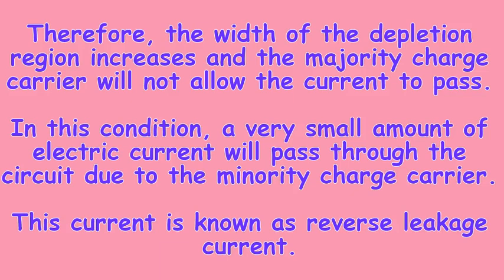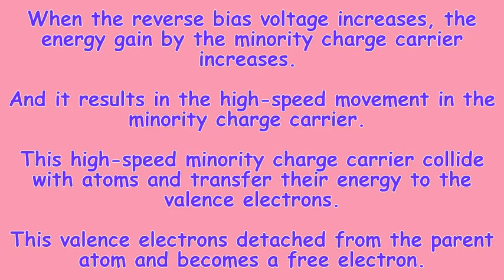In this condition, a very small amount of electric current will pass through the circuit due to the minority charge carriers. This current is known as reverse leakage current. When the reverse bias voltage increases, the energy gained by the minority charge carriers increases, and it results in high-speed movement of the minority charge carriers. These high-speed minority charge carriers collide with atoms and transfer their energy to the valence electrons. These valence electrons detach from the parent atom and become free electrons.